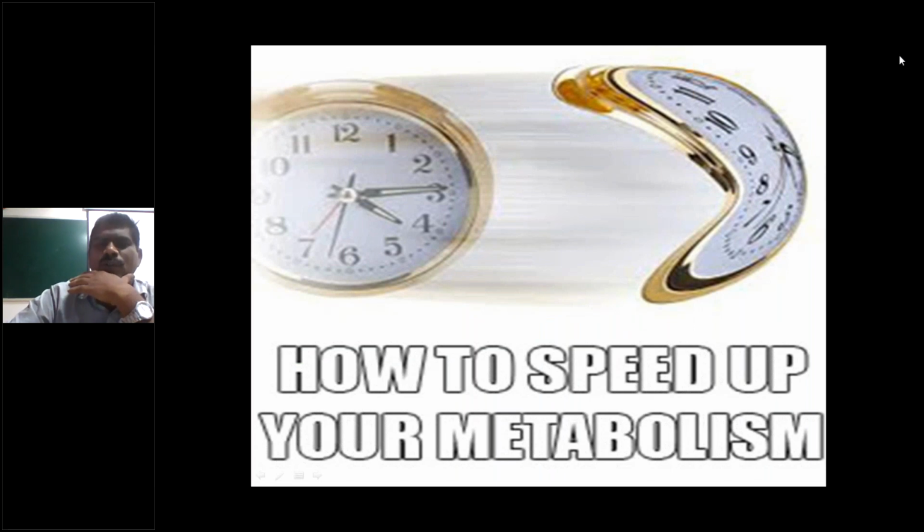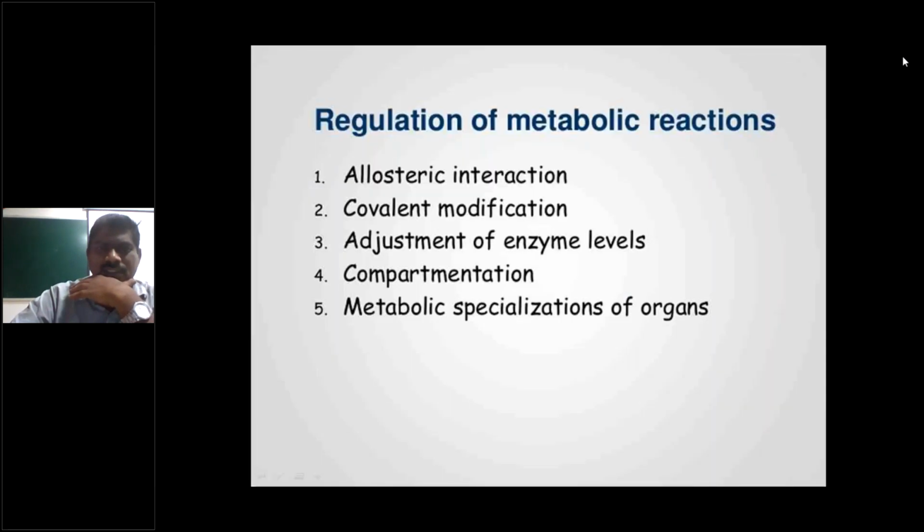So then, how to speed up your metabolism? How are these metabolisms regulated, and how do these reactions take place? Several mechanisms are involved. This is not simple. It looks very simple: there is the uptake of glucose by the liver and the conversion of glucose into glycogen. But behind this, several metabolic reactions and metabolic pathways are involved.